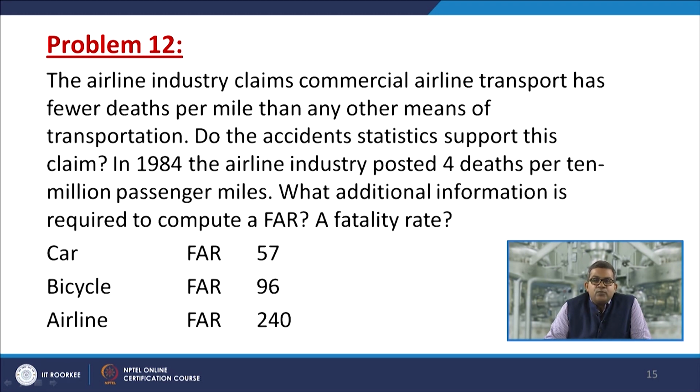So, what additional information is required to compute FAR, the fatal accident rate, etc.? Here you have the FAR for car riding as 57, the FAR for bicycle riding as 96, and the FAR for airline is given as 240. Now, let us solve this particular problem. Due to the high speed of aircraft, more miles are accumulated. So, on an hourly basis, traveling by plane is approximately 4 times more dangerous than by car.